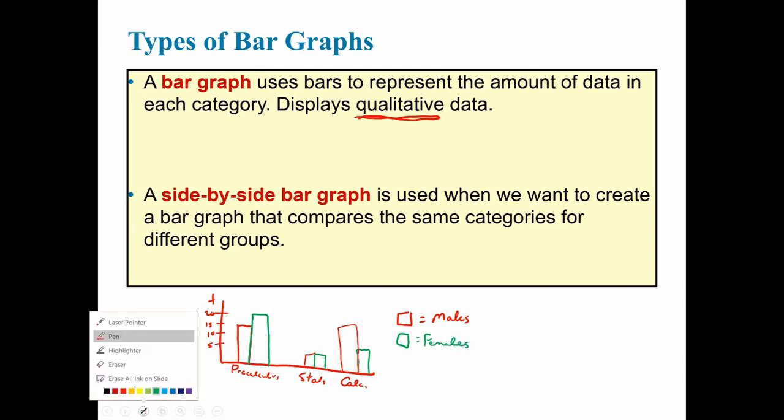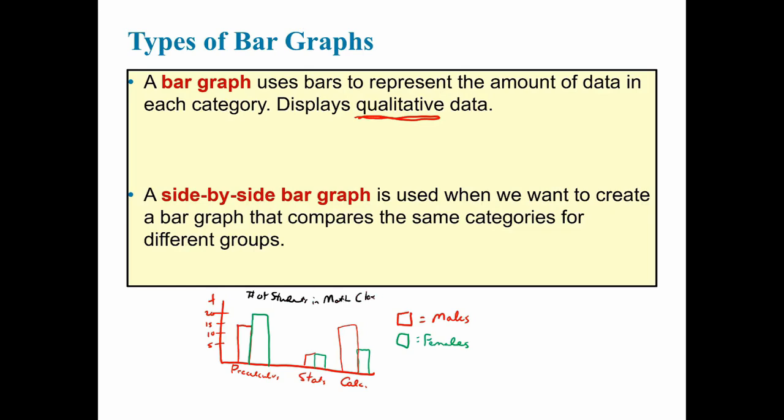And so you also have to have a title. So in this case, number of students in math class, for example. So that is a side-by-side bar graph. You're comparing the same categories. In this case, our categories are our math classes. You're comparing your categories amongst different groups of data.